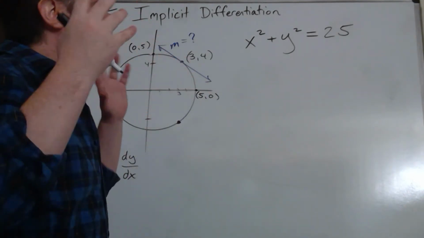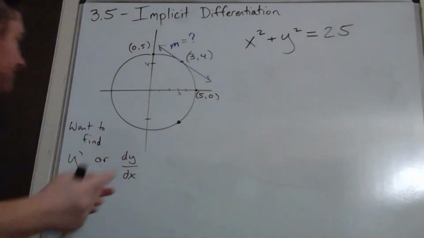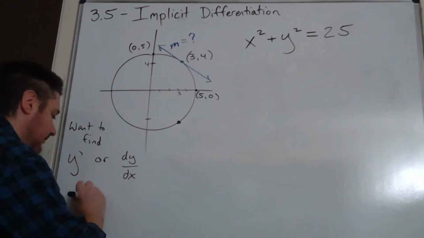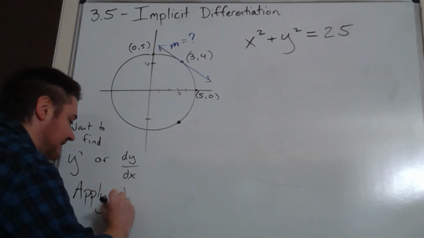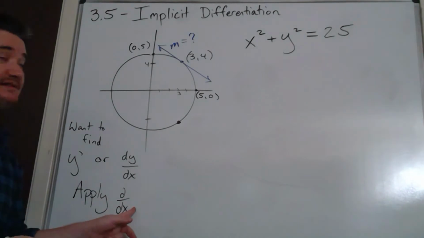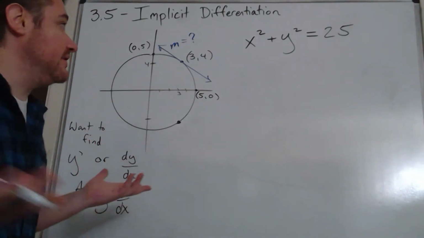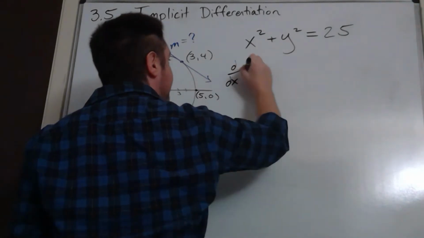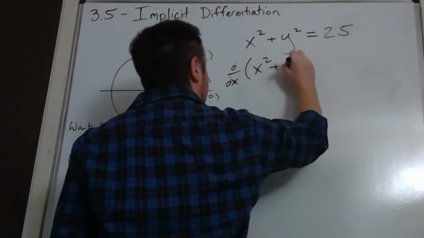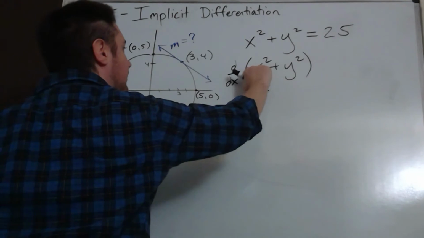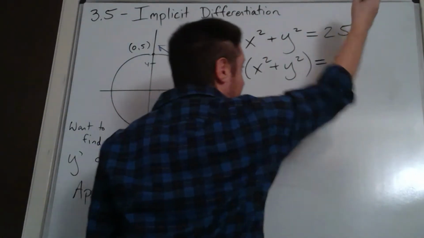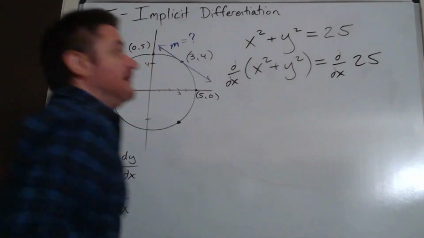Okay, so I want to apply the differential operator. I'm looking for y prime, which is dy dx. So I want to apply d dx. I want to take the derivative with respect to x of, let's say, both sides of this equation. So let's just do that. I'm going to put d dx of the left-hand side, which is x squared plus y squared, and then that's equal to d dx of the right-hand side, which is just the constant 25.